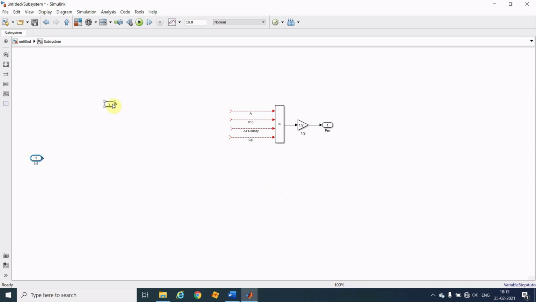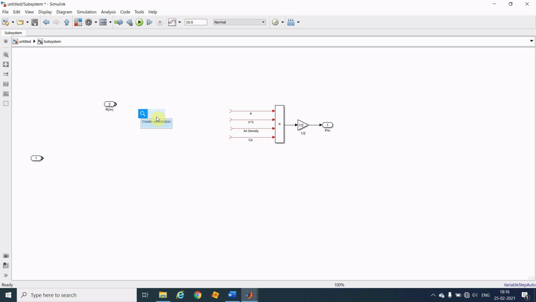area, swept area. Okay, so swept area is nothing but the total area covered by the wind turbine radius. Okay, blade radius. So if your blade radius is R in meter, then what will be the total area covered by the blade, that is pi r square. So pi r square, so we need square.